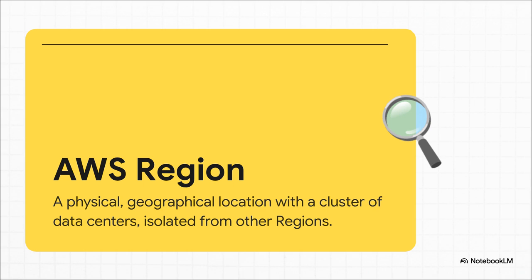The easiest way to think about it is like a huge geographical area, a major city, let's say, where AWS has built a whole bunch of data centers. You've probably heard of them, like US East 1 in Virginia, or another one out in Frankfurt. These regions are completely separate from each other.